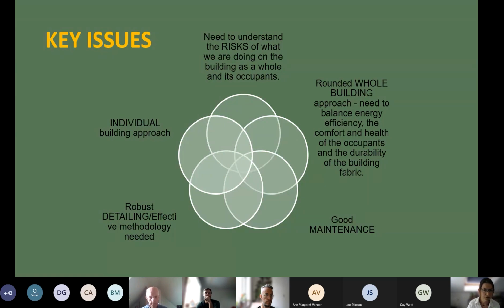I just want to mention maintenance here briefly as a risk. When you first go and look at an existing building, you need to assess how well it's been looked after. There's no point putting in lots of insulation if the roof's leaking. And likewise, at the end of the day, it's important to leave clients with a maintenance regime so they know how to look after the building and keep all the good work going well.